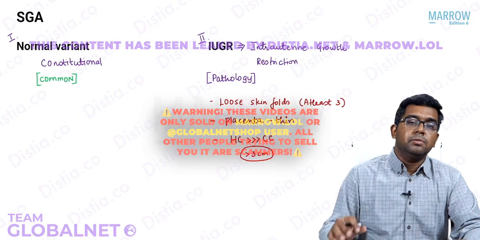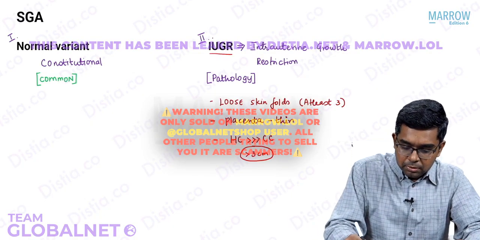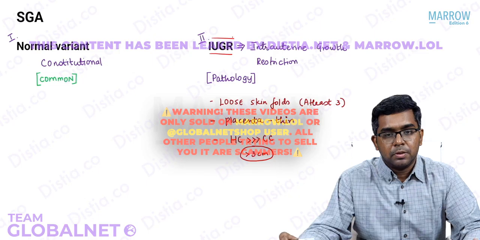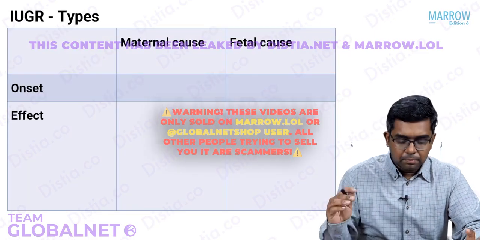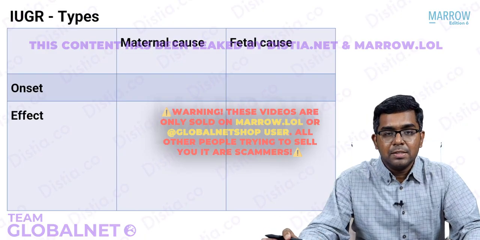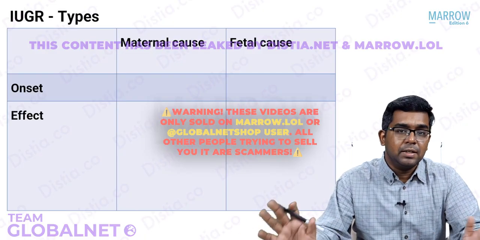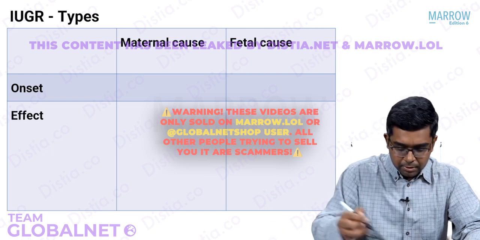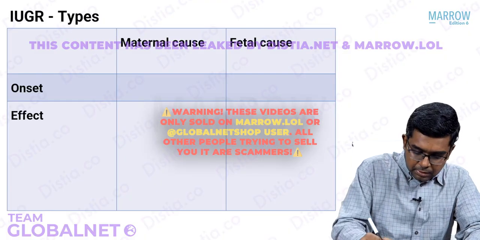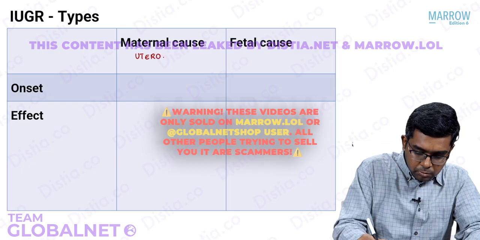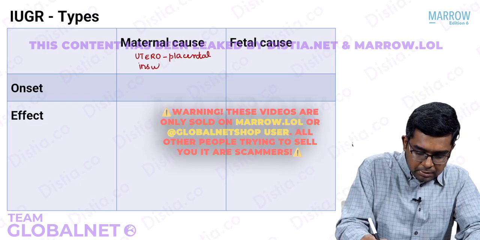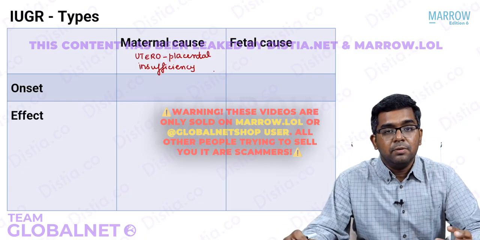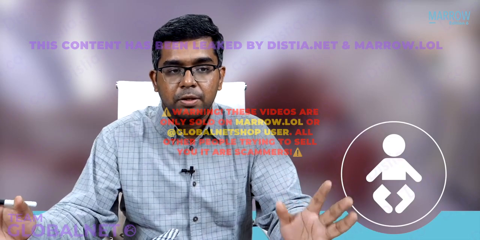Clear? Now we move on to what are the conditions which can be associated with intrauterine growth restriction. When we talk about the causes of IUGR, there are always 2 things which come to our mind. One is maternal conditions, the other one is fetal conditions. The maternal conditions would include all the disorders under the category of uteroplacental insufficiency. The classical example of uteroplacental insufficiency would be a condition like gestational hypertension, which would result in uteroplacental insufficiency.